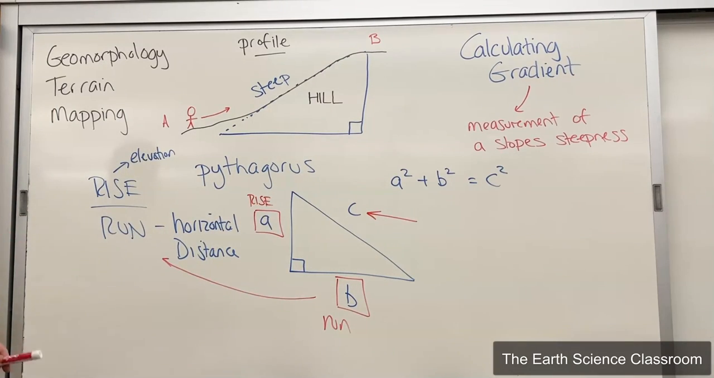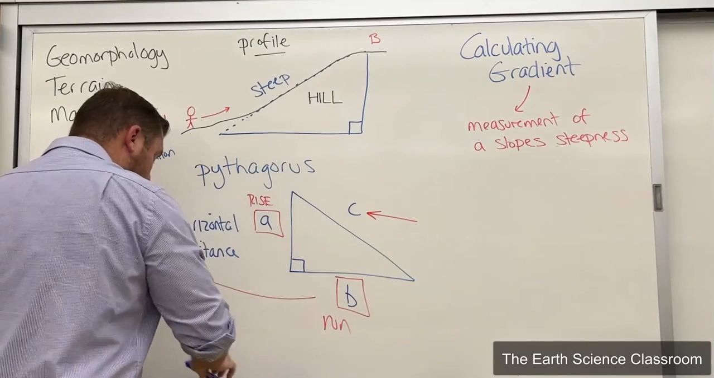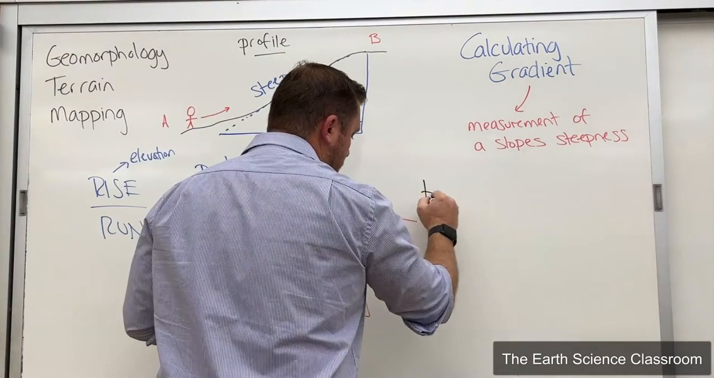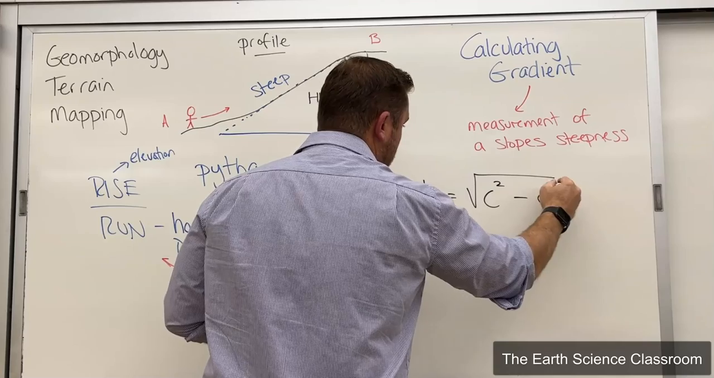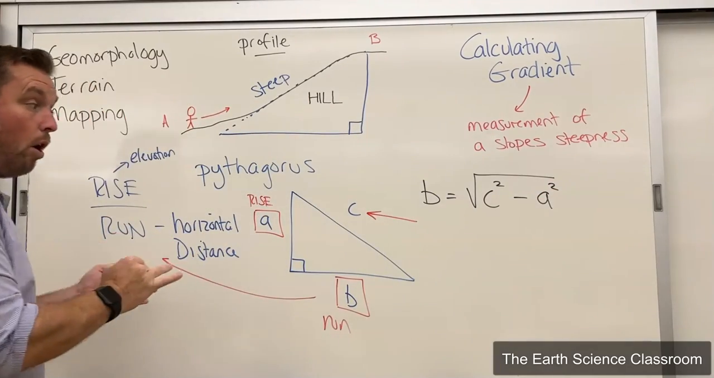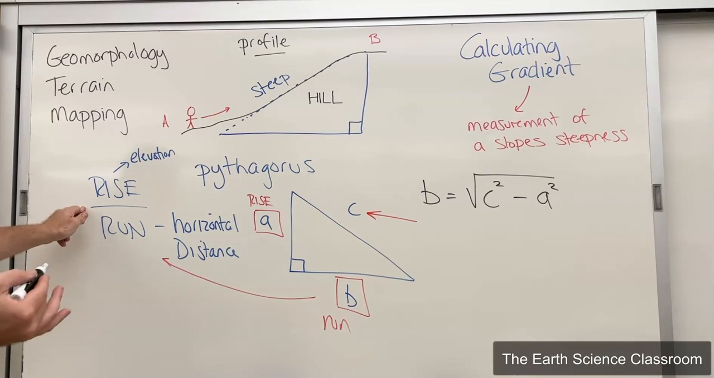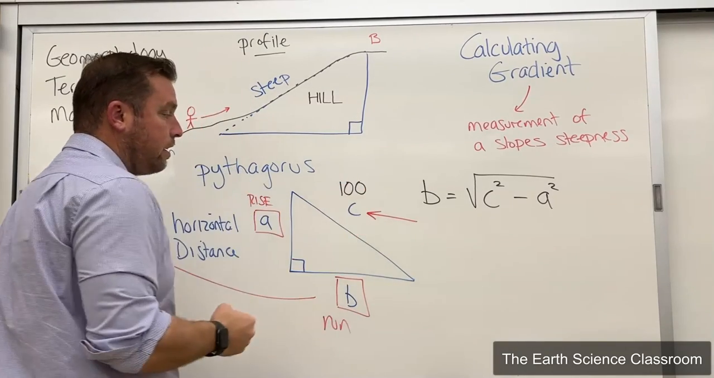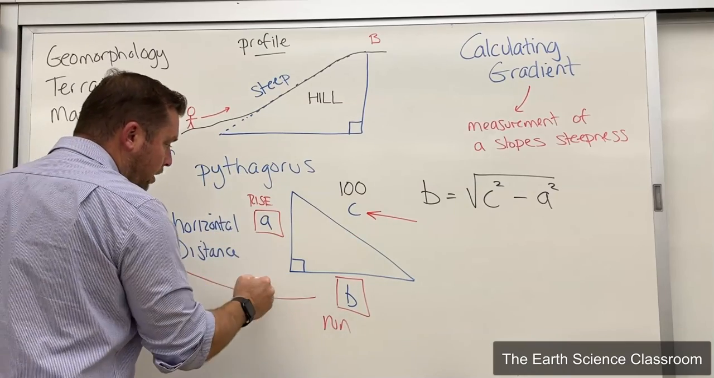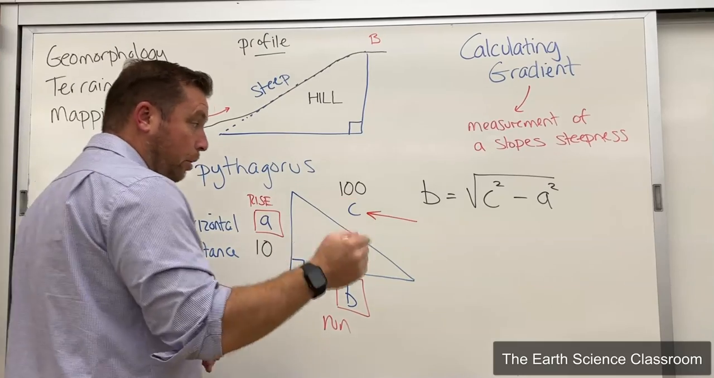We want to find B. We have C. Now this formula does not apply because that finds C. What we want is B equals the square root of C squared minus A squared. That's to find B, our run, which is our objective to put into the general formula for gradient. So let's say we did 100 steps, 100 feet for C, and the rise was, let's say, 10. Nice easy numbers. So let's put this into our formula.